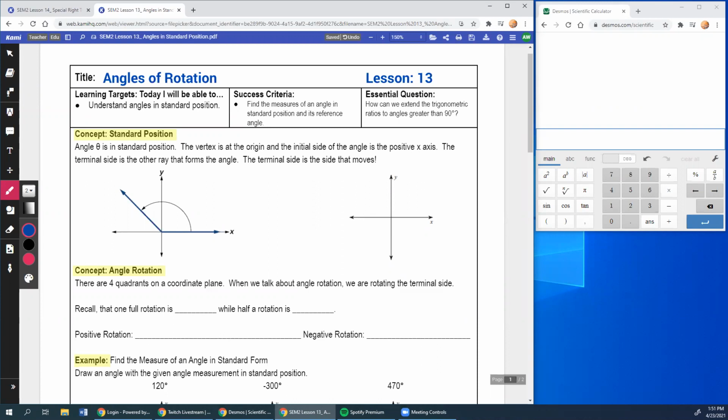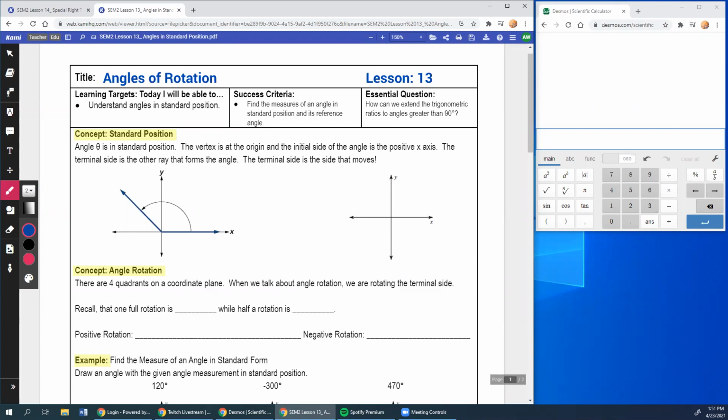Now, this lesson is more of a setup of what's to come. There's actually no trig in this specific lesson, but it is setting up for the next few lessons. So bear with me, and I think you guys are going to like this lesson. It's kind of a little break in the trig unit. This lesson is angles of rotation, and today you're going to understand angles in standard position.